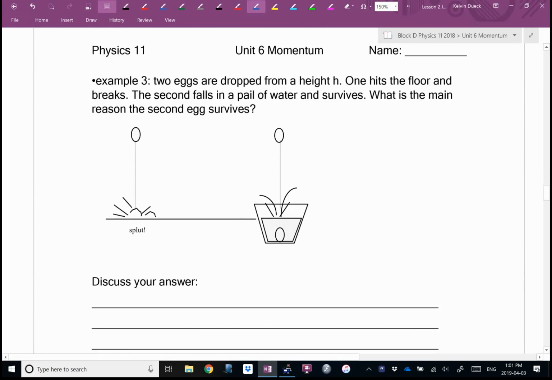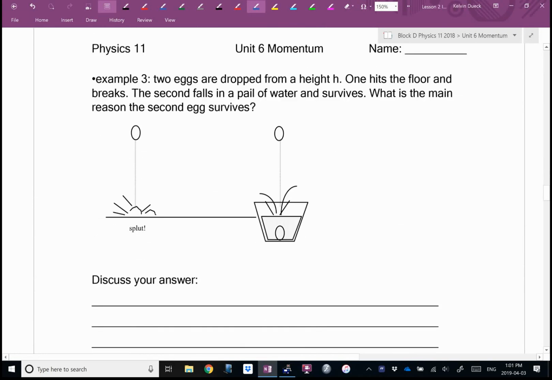Consider the following. Example 3. I'm not going to do this demonstration because it's messy. We'll have to use our imagination. Suppose you have two identical eggs and you drop them both from the same height, one onto cement and one into a pail of water. The one that lands in the pail of water survives. Why? That's the question. Well, I know it does. Yeah, let's see if we can do a lovely physics proof.